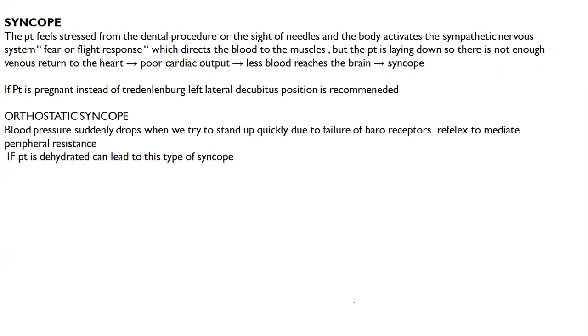Syncope: a patient can just see the site of injection, a white coat, instruments or blood, and the body will immediately activate the sympathetic nervous system, which directs the blood to the muscles. But as the patient is lying down, there is not enough venous return to the heart. The cardiac output is low and the blood that reaches the brain is less, and then the patient will faint.